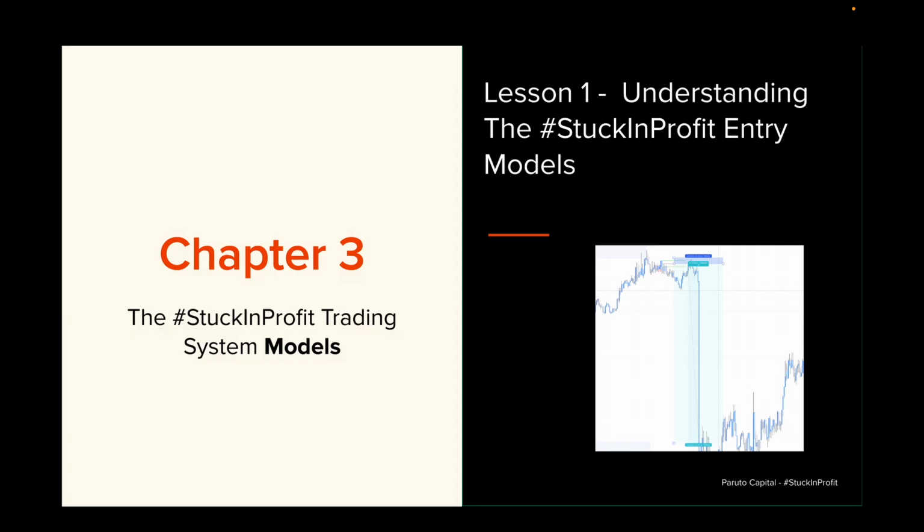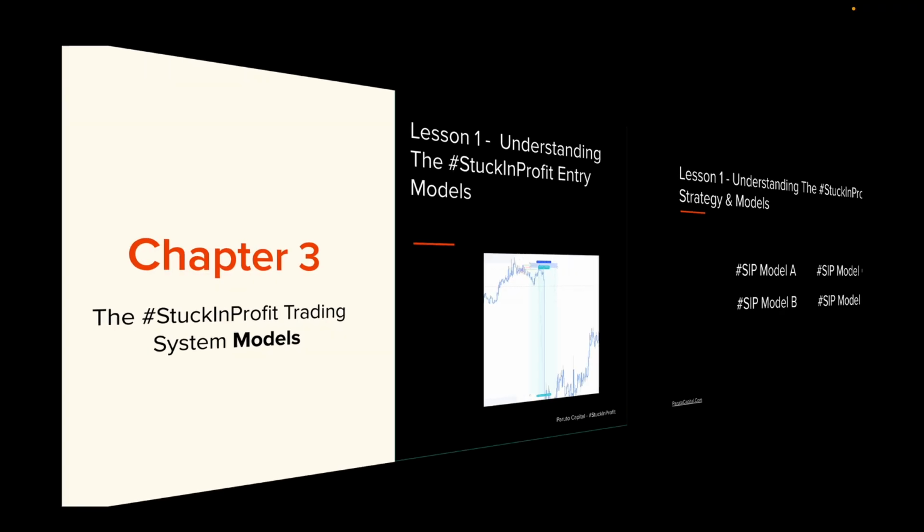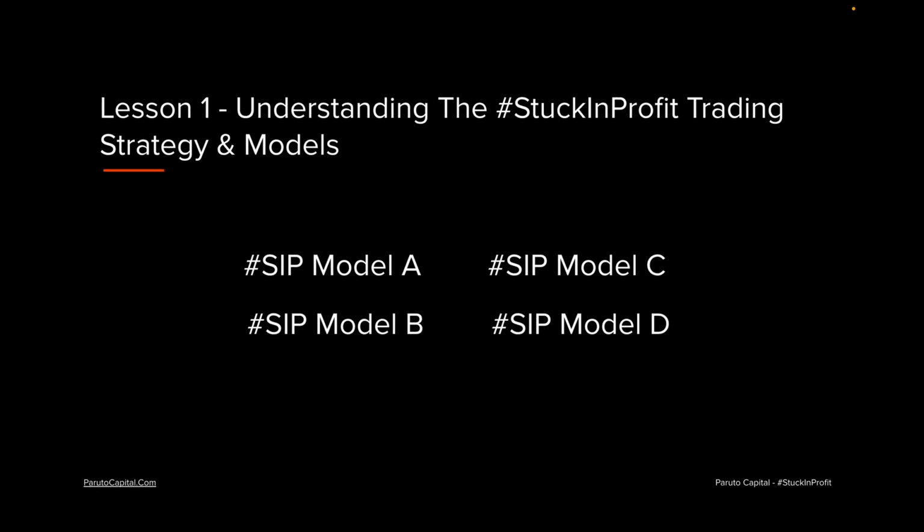Now we're going to be looking at the Stock in Profit trading system models. This is what I believe we've all been looking forward to, and I'm excited to share with you, at this point in time, the trading models version 2.0. So we have 4 trading models. The first one is SIP model A, then model B, then model C, and lastly model D.